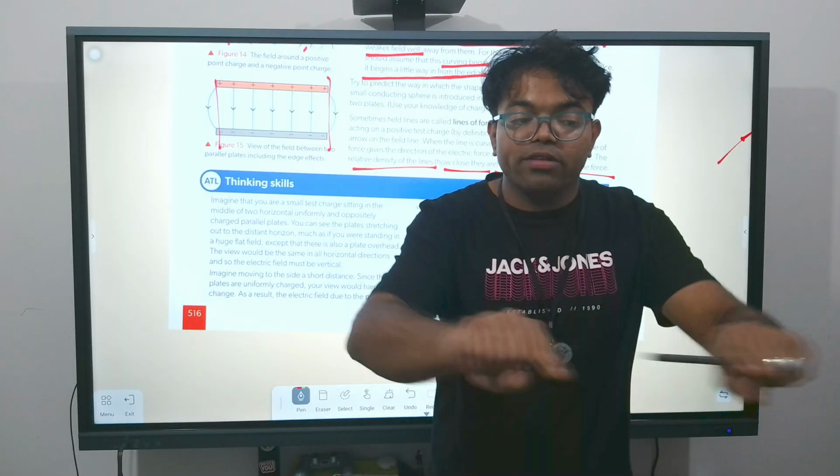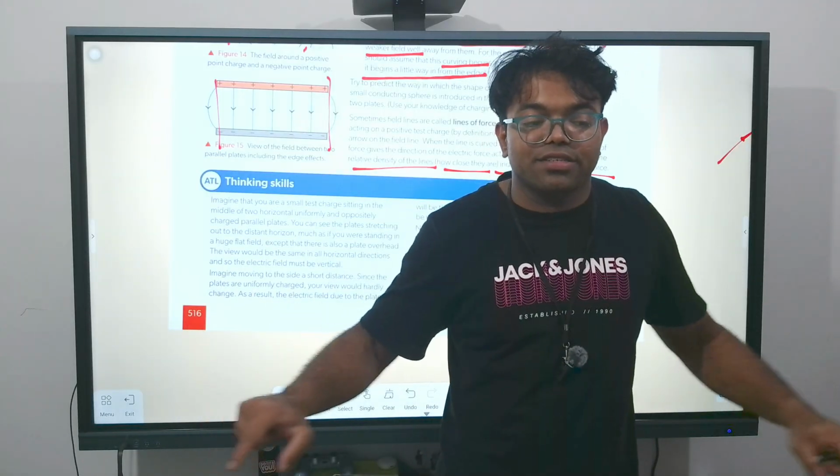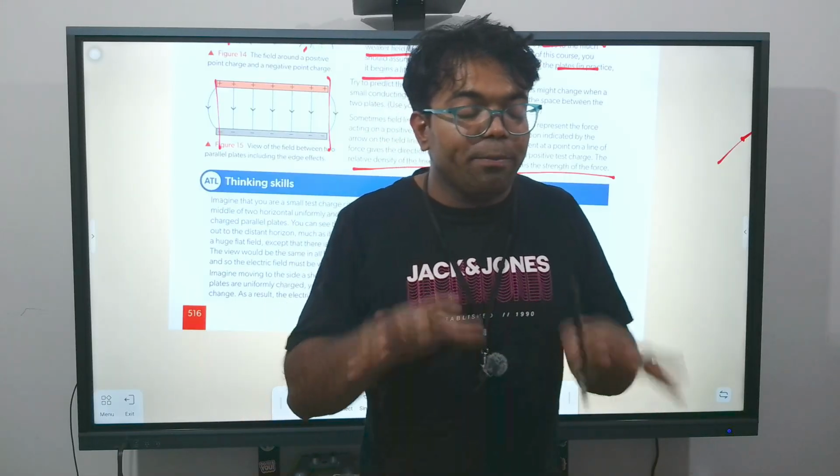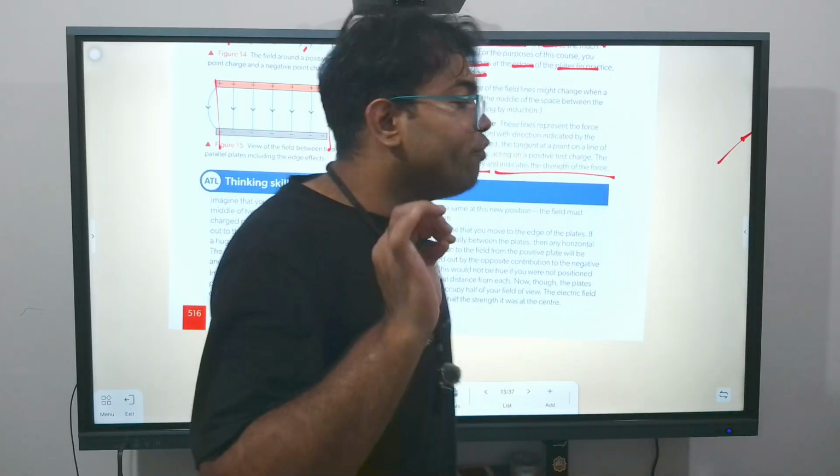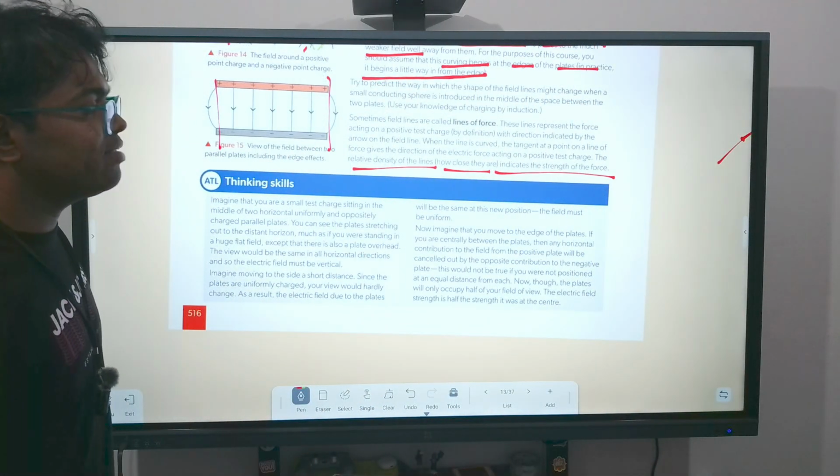I'm not talking about the edges. If you are in the middle area of the plates, then you will get a uniform electric field. I hope this is clear.